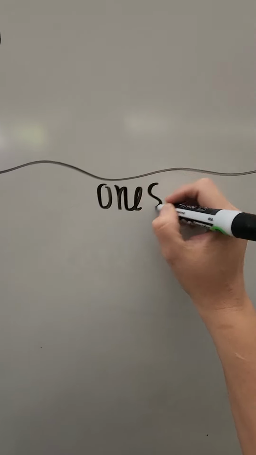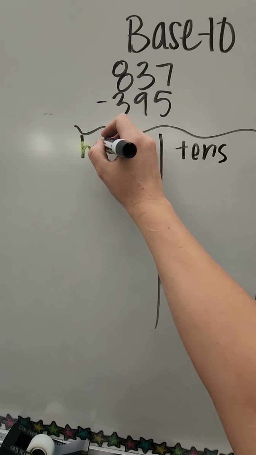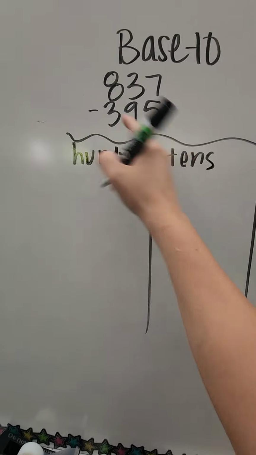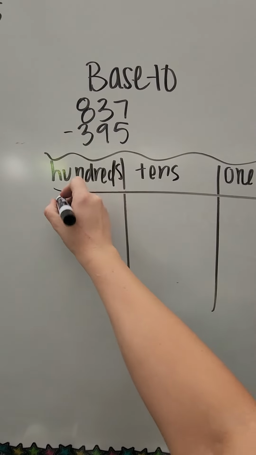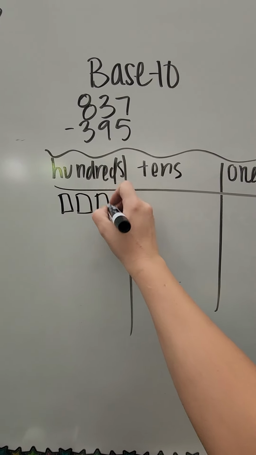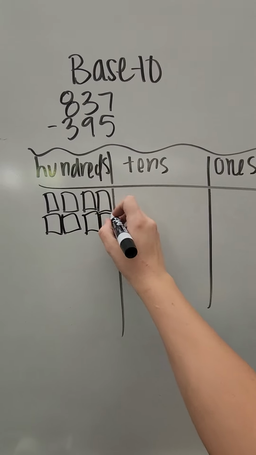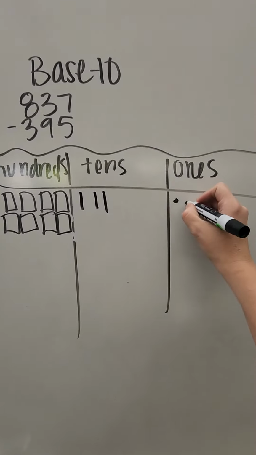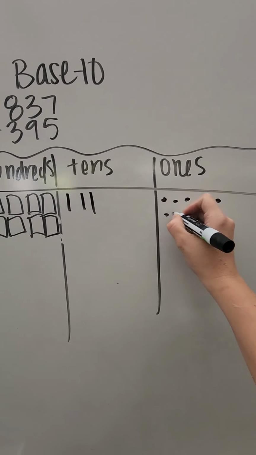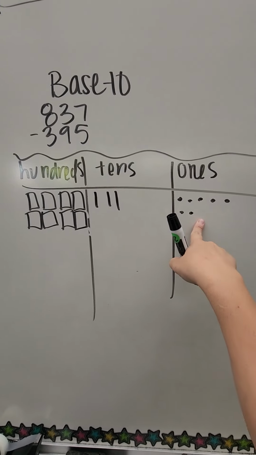So the way that we do this is we set up our ones, tens, hundreds, and if we needed to we would go above that, but as you could tell we just have hundreds. Okay, so we're gonna make our 800s, our 3 tens, and our 7 ones. So 800s, 3 tens, 7 ones.